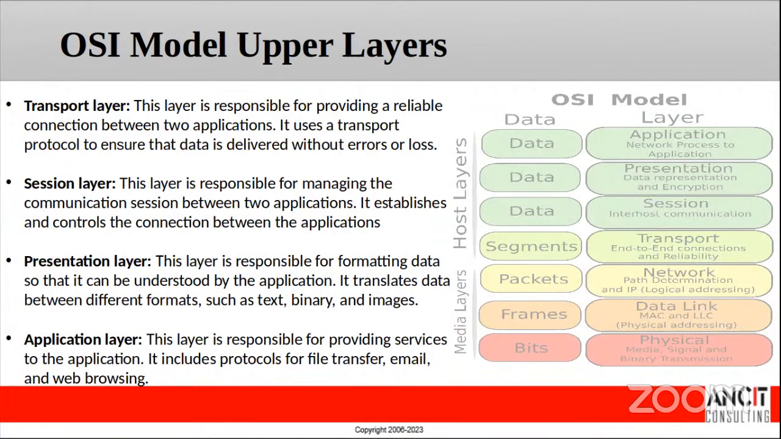In the presentation layer, encryption and decryption happen. First, we receive text and images from the application layer, and it converts them into binary format. It also takes binary values from the lower layer and converts them to text and image format for the application layer. This work is done by the presentation layer.